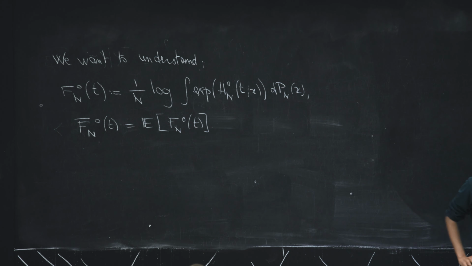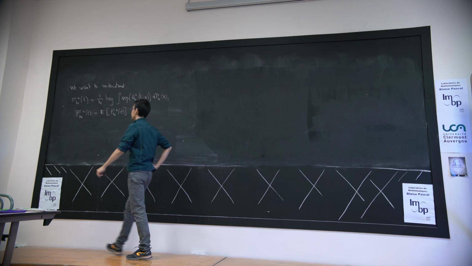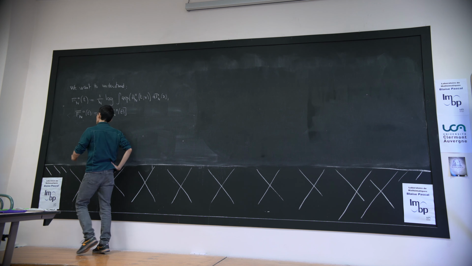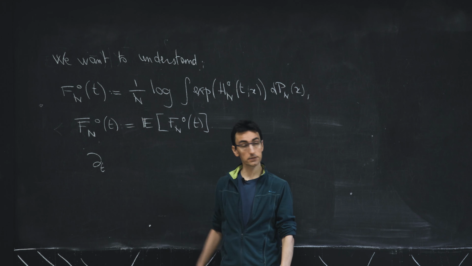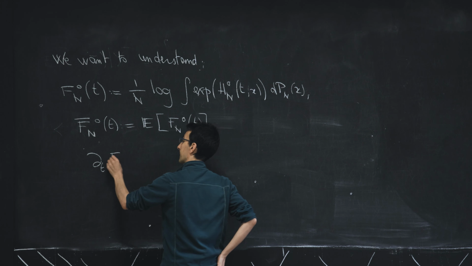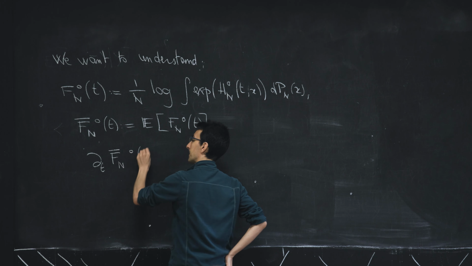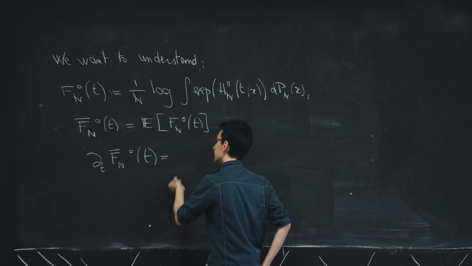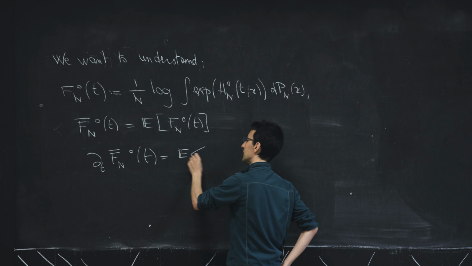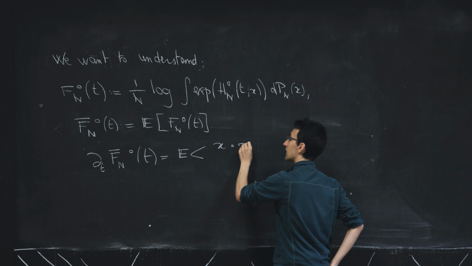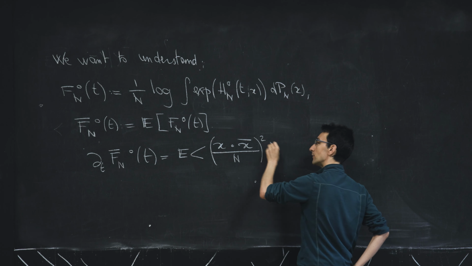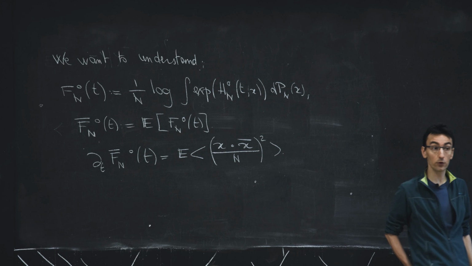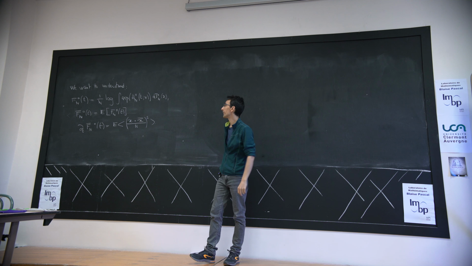Okay? And we're going to see soon that when I differentiate this expression in t, I get indeed something that is of interest to us, because I get this scalar product between x and x bar squared. I'm not going to justify this immediately, but I'm going to justify this soon enough.